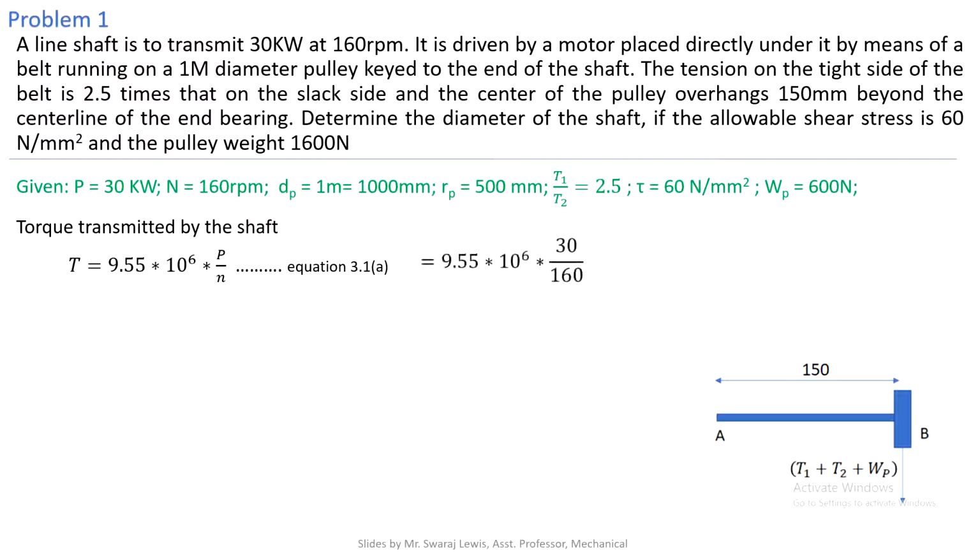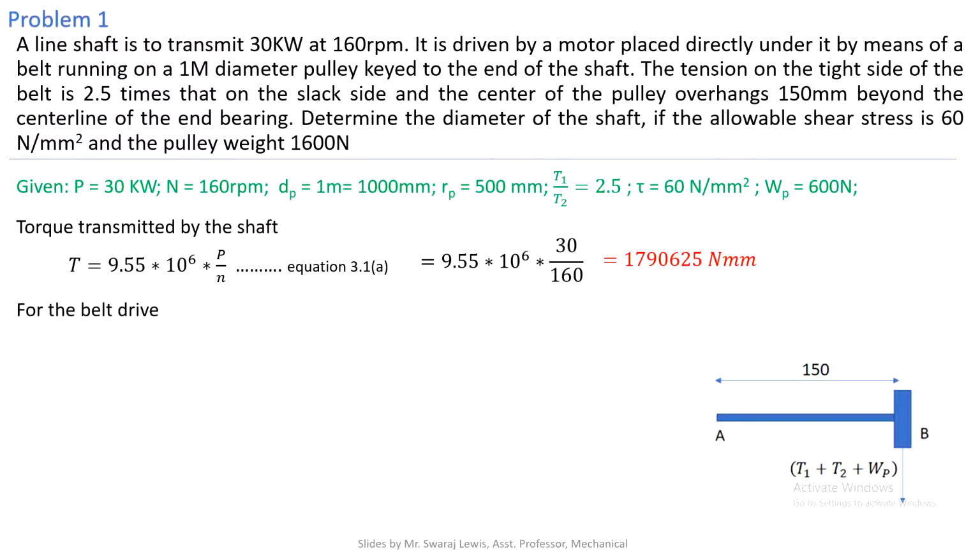Substituting power and RPM of 30, remember power is in kilowatt, so you should only substitute 30, not 30 into 1000. The rest of the parameters are taken care of by the equation itself. So you get the answer 1790625 Newton mm. So this is one side of the torque. We'll keep it like that.